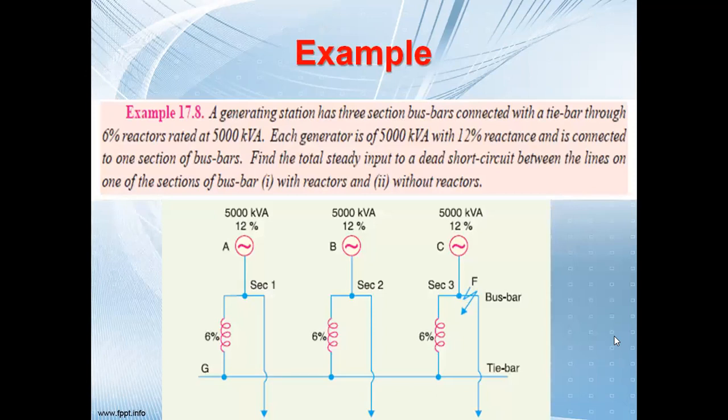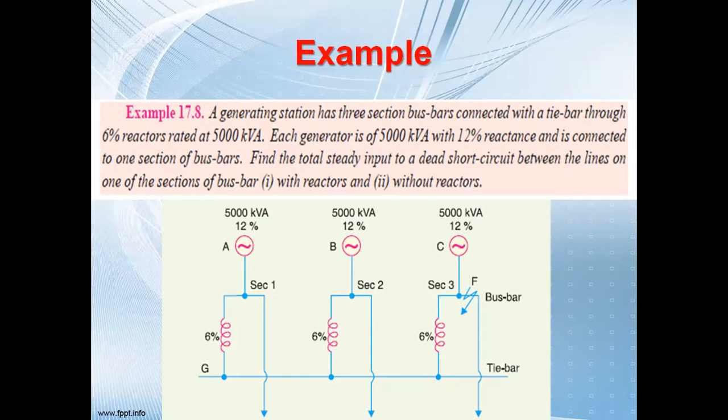Now the next problem. A generating station has 3 section bus bars connected with a tie bar through 6% reactors rated at 5000 kVA. Each generator is of 5000 kVA with 12% reactance and is connected to one section of bus bars. Find the total steady state input to a dead short circuit between the lines on one of the section of the bus bars, that is number 1, with reactors, and the second part is without reactors.